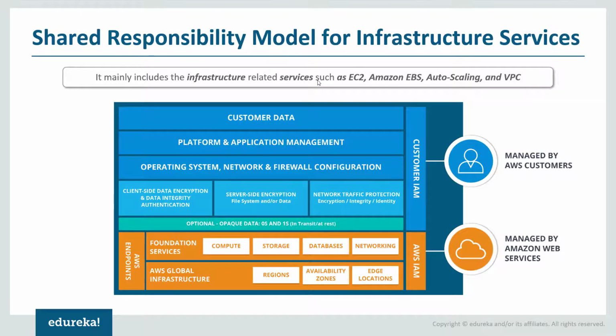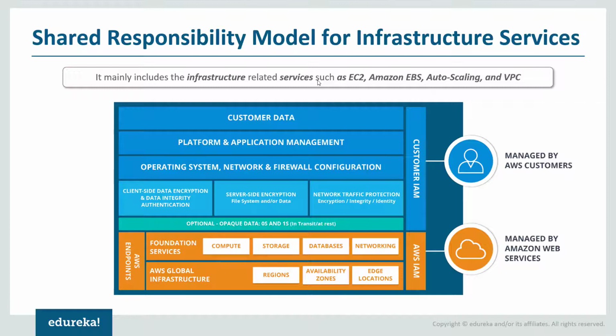Let us go ahead and understand each of them. In the infrastructure shared responsibility model, the services that come under it are EC2, Amazon EBS, auto scaling, and VPC. If you observe the diagram clearly, AWS typically manages the underlying compute, storage, database, networking, AWS-specific IAM, edge locations, availability zones, regions, and AWS endpoints.